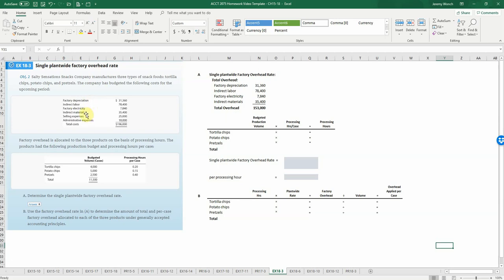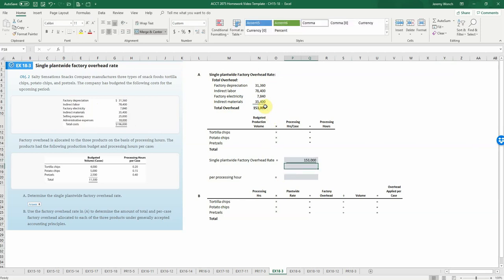However, when we get down here, we look at selling expenses and administrative expenses. Hey, that's not something that's going to go into our inventory accounts. Those are going to be period expenses, not product expenses. So we just want to add up the product expenses for factory overhead. If we take those, that's what we're going to have right here. It totals $153,000.